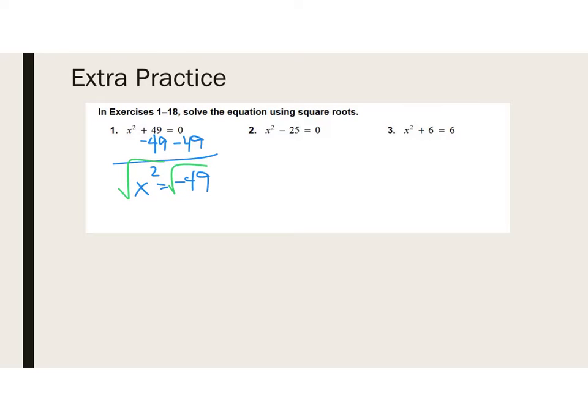I'm square rooting a negative. Can I do that? Can't do that. So we just say no real solution and we're done. There's an example of a no real solution. So let's look at number 2.